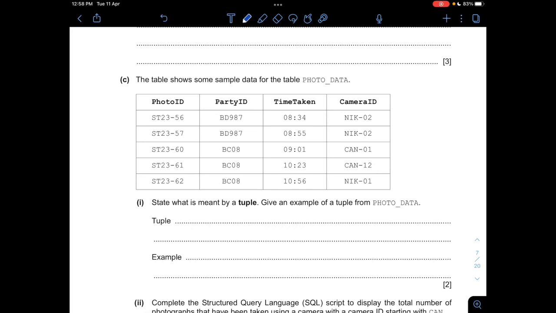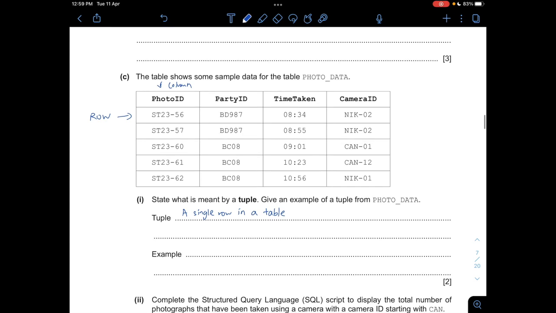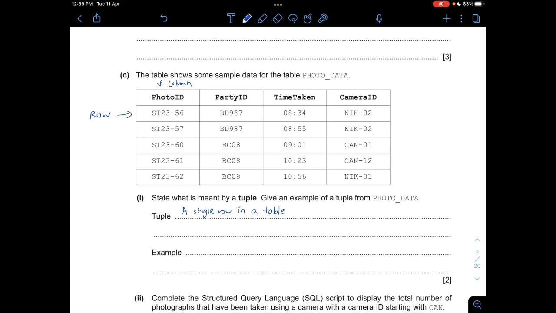Alright. The table shows some sample data for the table photo data. So say what is meant by a tuple and give an example of a tuple. So this is considered a row. This is considered a column. So a tuple would be a single row in the table. And then an example would be, you can write something like this. Example of a photo data table, it could be something like this. Like something like that.